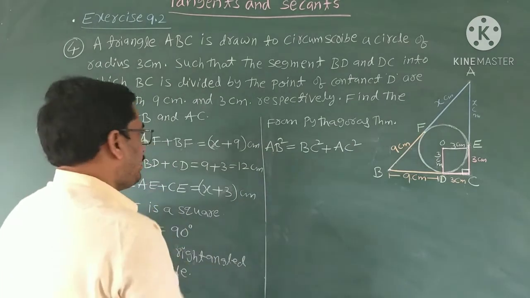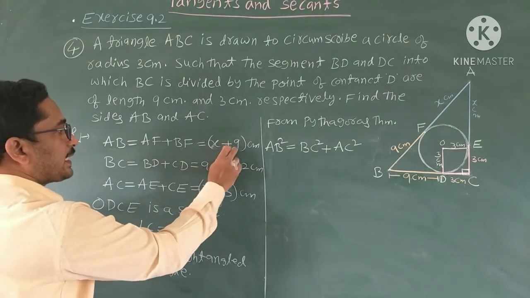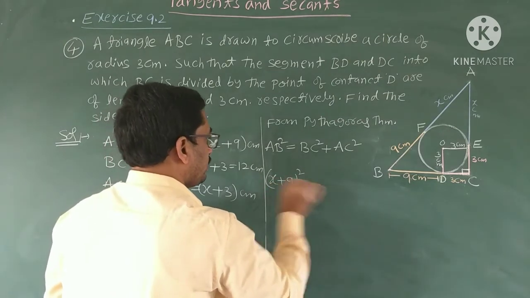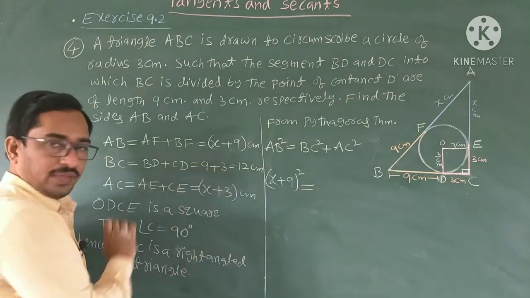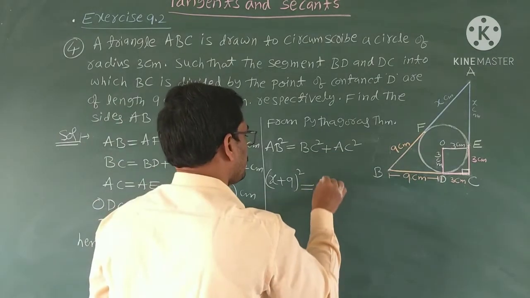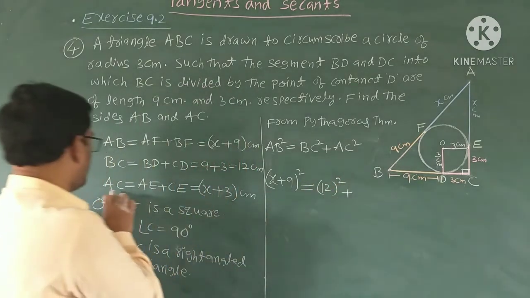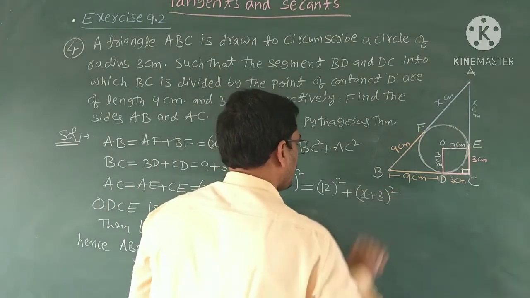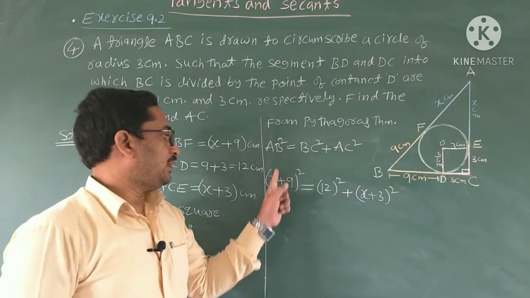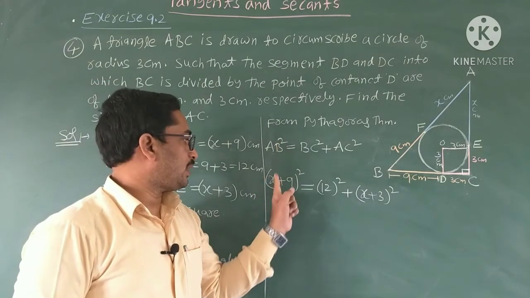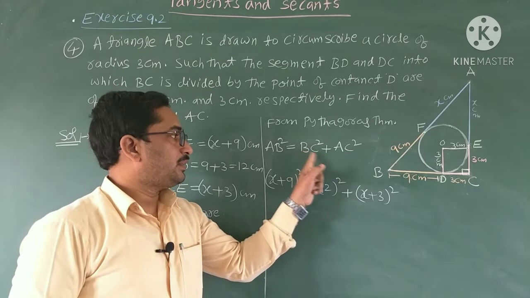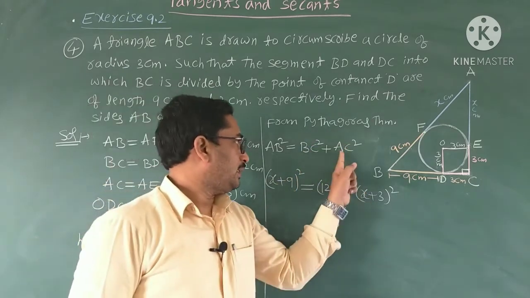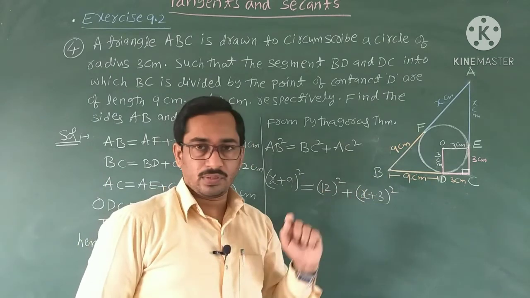So what is the value of AB? AB equal to x plus 9. So x plus 9 whole square equal to BC. BC is given 12. So 12 square plus AC. AC value is x plus 3. So x plus 3 whole square. See once again, AB value x plus 9, AB square means x plus 9 whole square. BC value 12, BC square means 12 square. AC value x plus 3, AC square means x plus 3 whole square.